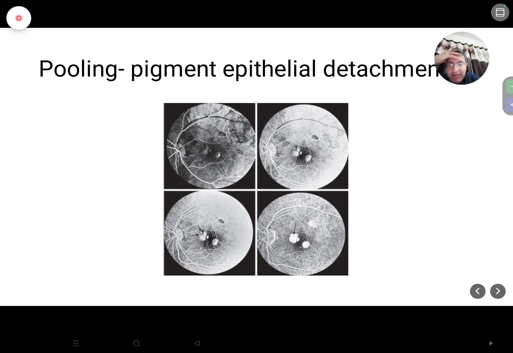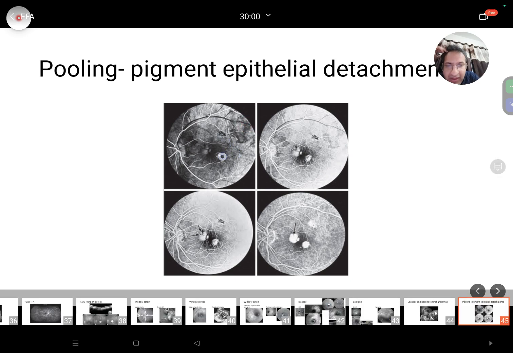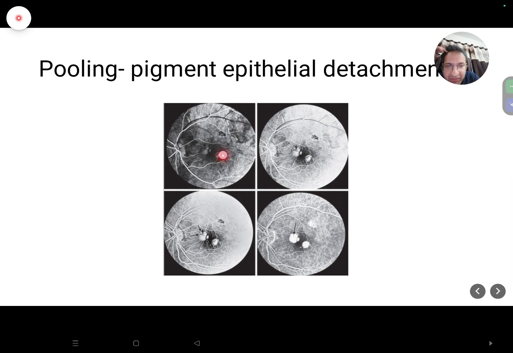In pigment epithelial detachment, these are the photographs of the PED, and this example tells PED very classically. So this is the arterial phase of the angiography. In the arterial phase, we can see hypofluorescence still in various areas, and we can see in the center some choroidal hyperfluorescence.